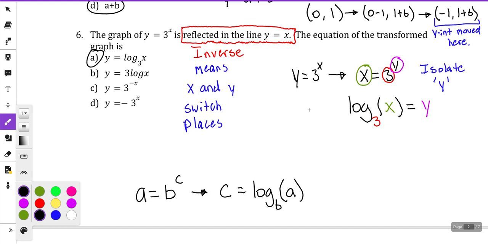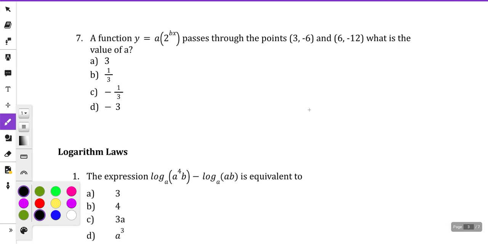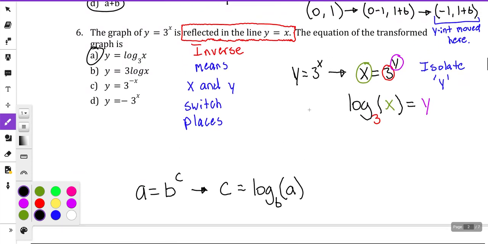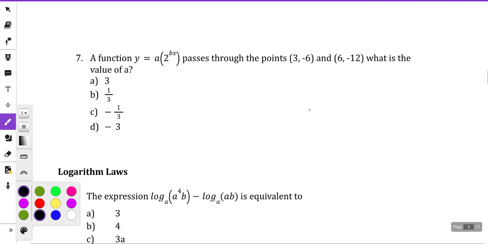Okay. Number 7. A function. Actually, if we go back to this one for a second. I'm trying to think. No, I can't. I was thinking for a second that maybe we could do transformations. Number 7. A function. Y equals A times 2 to the power of bx, passes through the points 3, negative 6, and 6, negative 12. What is the value of A?